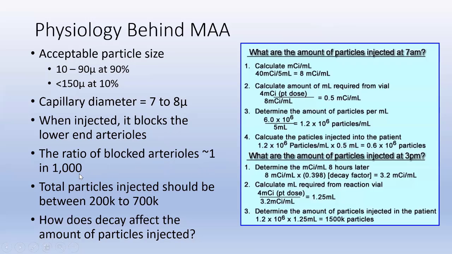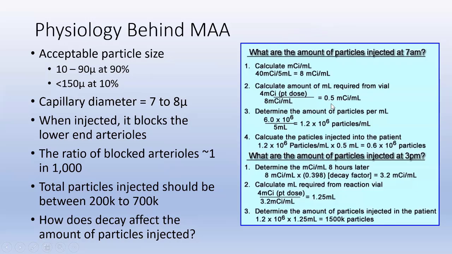Again, as I noted, we're going to block probably on average about 1 in every 1,000. It could actually be up to 10,000. We want to give somewhere in the neighborhood of 200 to 700,000 particles. That is perfect. So how does decay factor into the equation?